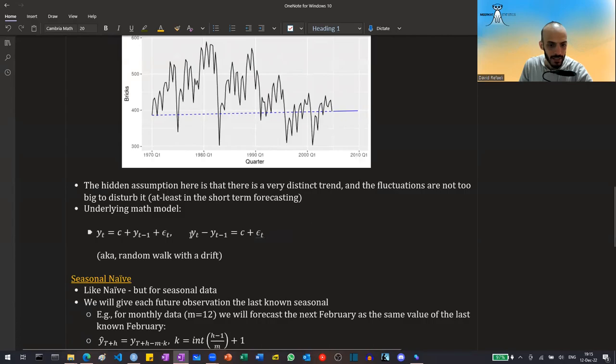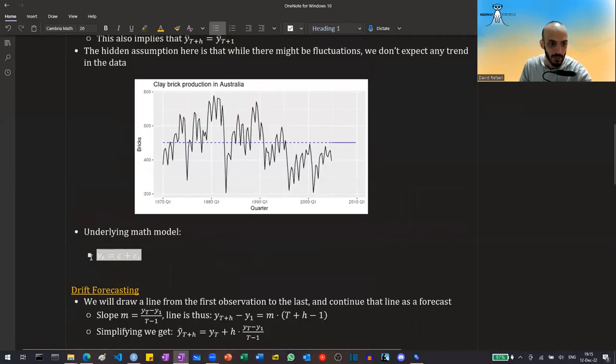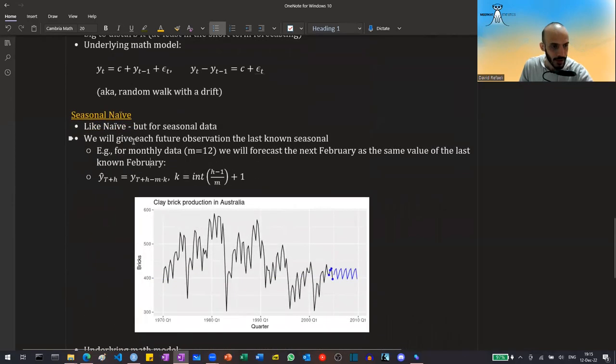Okay, and what it means is that if we difference the series, if we take the series of differences, y2 minus y1, y3 minus y2, we create a new series, then this series should behave like this model over here. Okay, the fourth and last baseline forecasting is called seasonal naive. And basically, it's like naive, but for seasonal data.